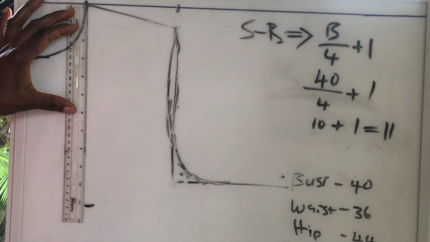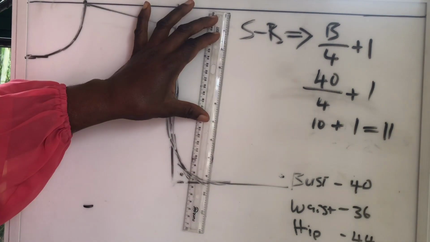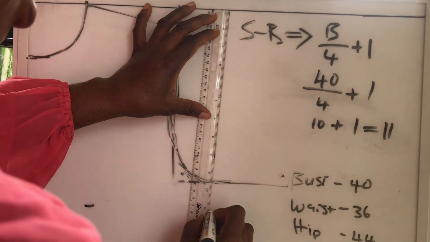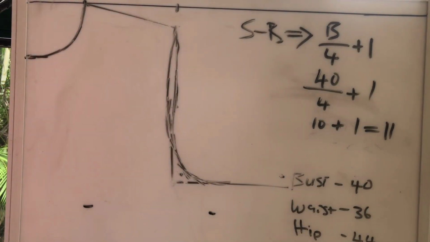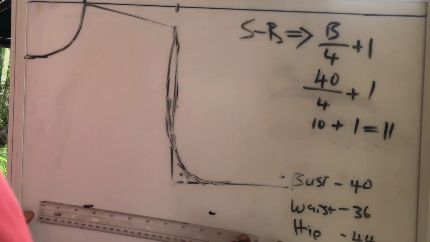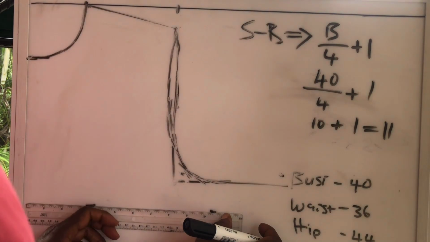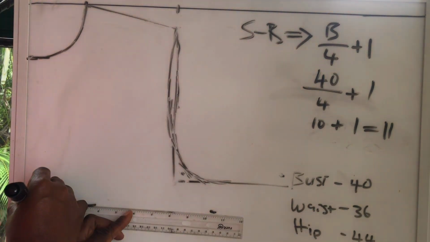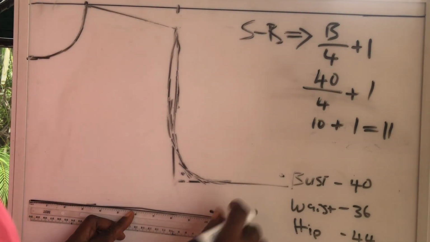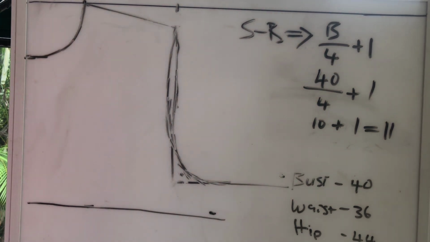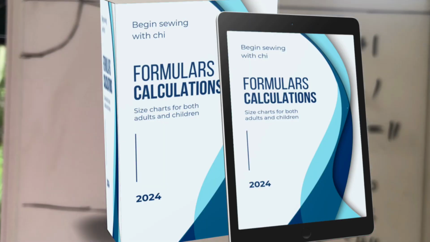This person's bust point is 11 inches. We mark it so that we can rule it. Guys, these things are very simple and they are worth learning. Okay, you can see we have gotten the bust point.